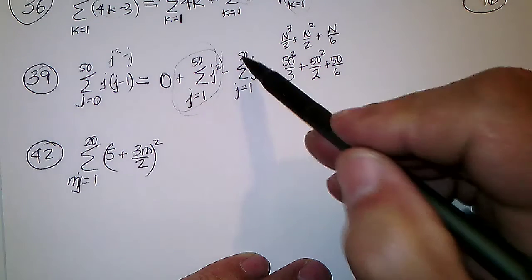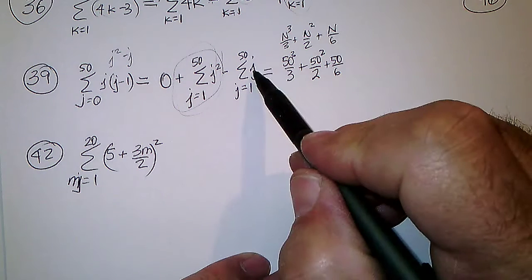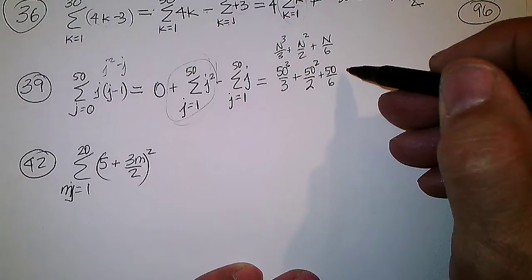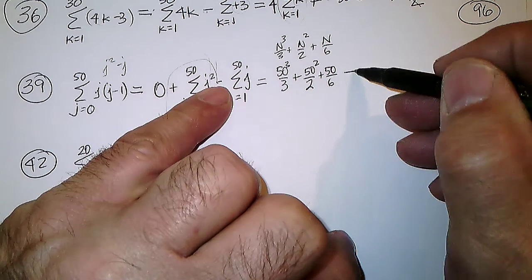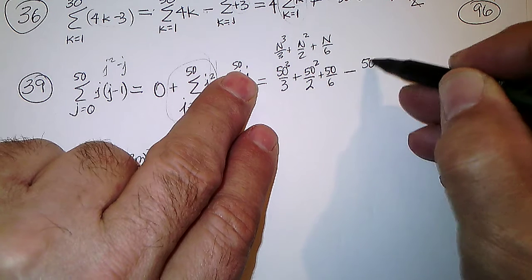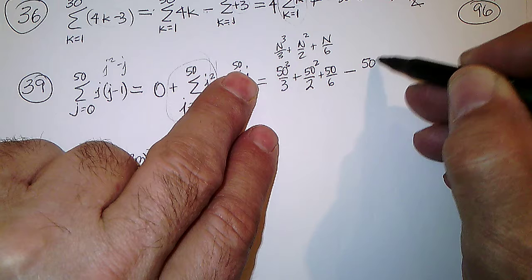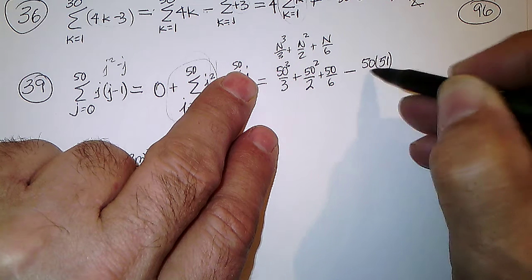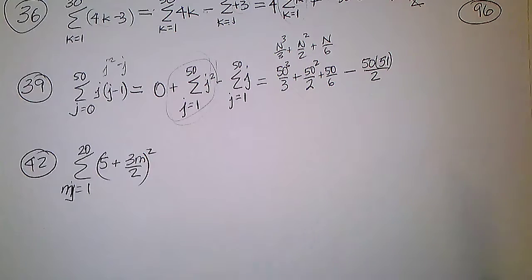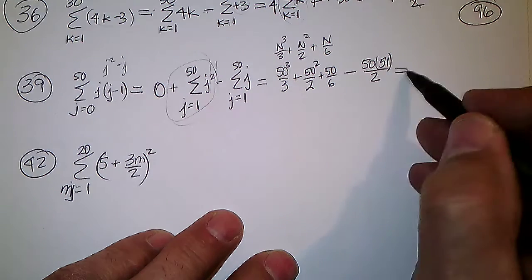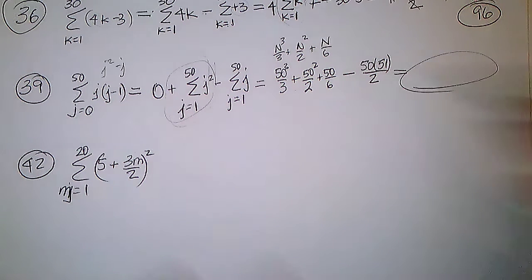Then if I go from 1 to 50 for just j, that formula again was n times n plus 1 over 2. So that's going to be minus 50 times 50 plus 1 over 2. And so all I have to do is figure out each of these numbers and I'll have my total. So I'd use a calculator at that point.